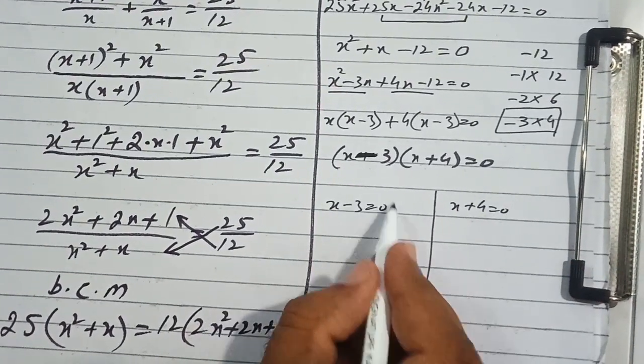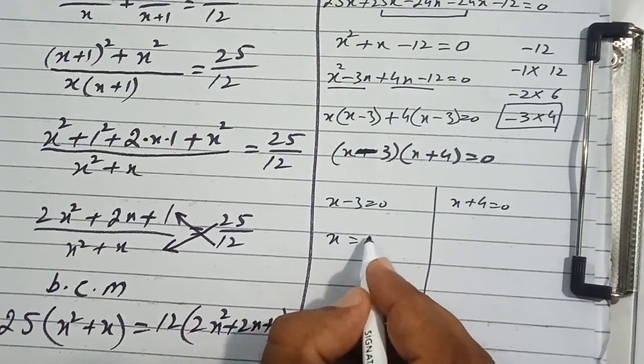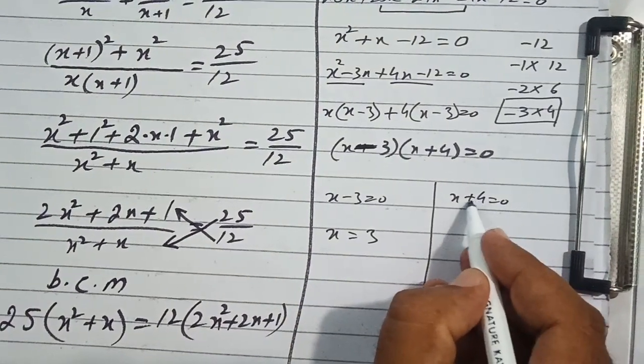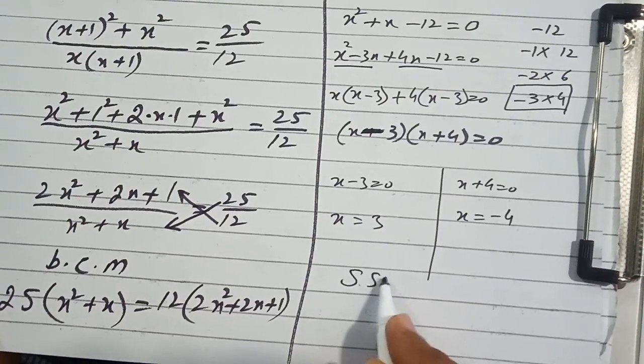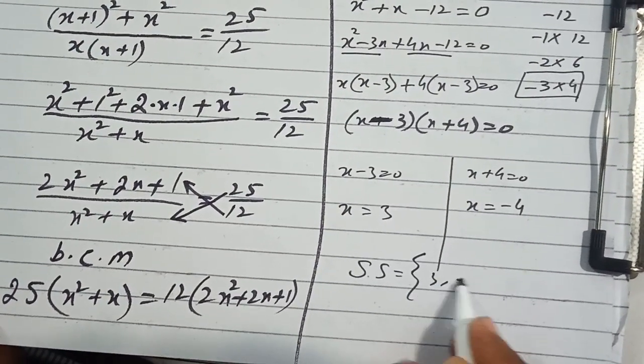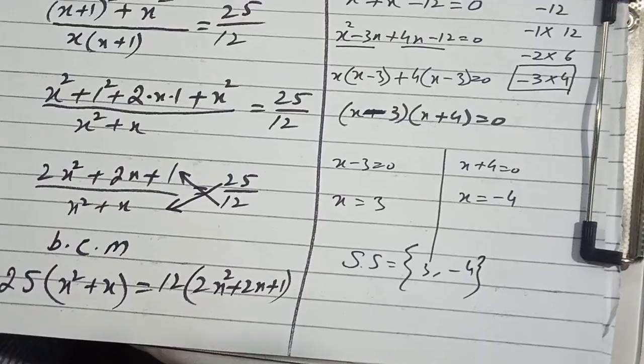So when we transfer this minus 3 to the other side, it will become plus 3, and when we transfer this plus 4 to the other side, it will become minus 4. So our solution set is 3 and minus 4.